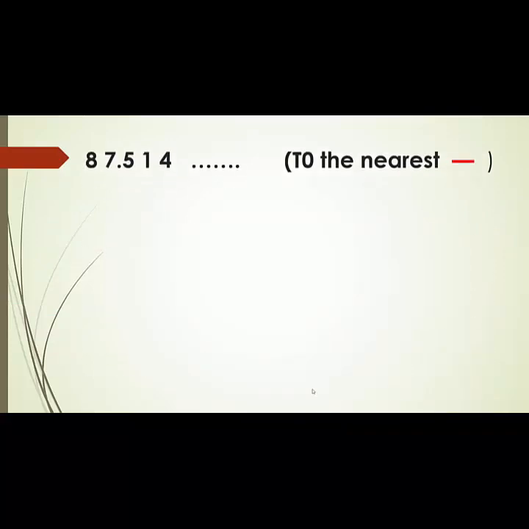Okay, next exercise. 87,514,000. I want to make it to the nearest what, my students? To the nearest hundredth, or I can say to the nearest 2 decimal places. Now teacher, where is my target? Hundredth. Look at the right door, my students. Ask number 4: poor or rich number? Poor number, teacher. I said before, 4 or less, let me rest, my students. I will not change, okay?